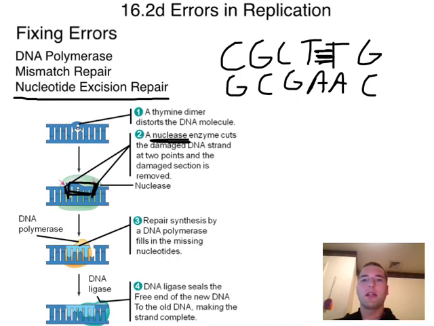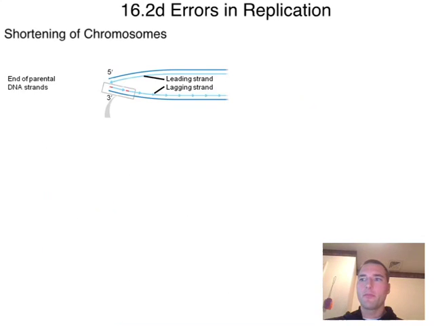Okay, the next slide here, we're going to look at another thing that happens through replication that has to be fixed that could ultimately lead to some problems, and we'll get to the next slide. Alright, this next problem, I'll try to go through this quickly, is the problem of chromosomes getting shorter and shorter every time that we replicate DNA.